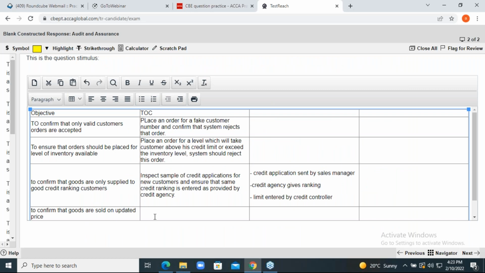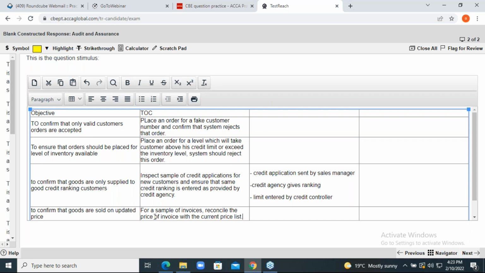Now let's say an example: for a sample of invoices, what should we do? Reconcile the price of invoice with the current price list.